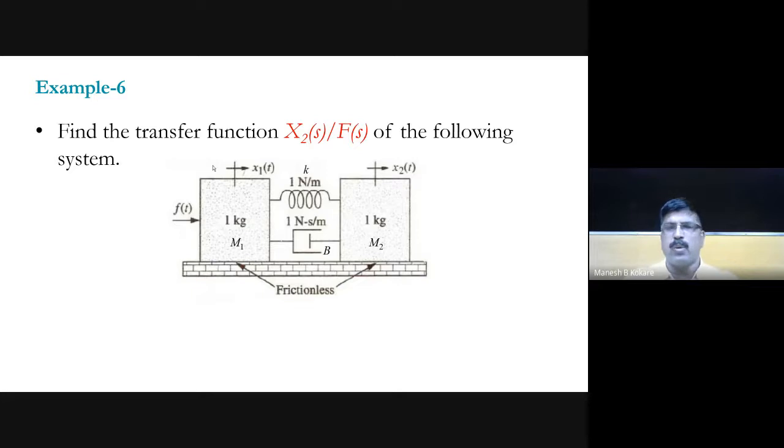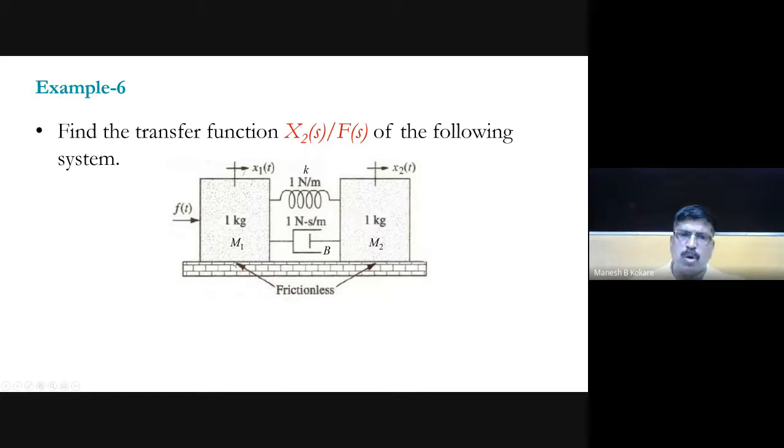Right, now suppose this example is given and you have been asked to find the transfer function x2(s) by F(s). Here x2 is the output, and F(t), or F(s) in the Laplace domain, is the input. So this is the input and this is the output, and you have been asked to find the transfer function of this system. Also, here they have given that this is frictionless.